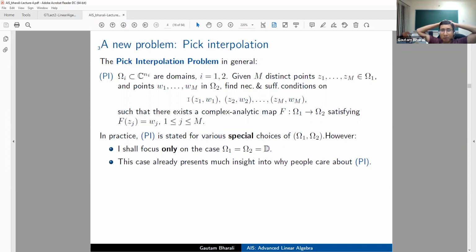Now, even in this case, this problem is highly non-trivial because of the following reason. You see, your source domain omega-1 is the open unit disk. Now, let's just consider a very simple problem of Z1 and Z2. Okay. Then if W1 and W2 were in the open unit disk, and you were allowed to find a holomorphic map taking values in C, then this is a totally trivial problem.